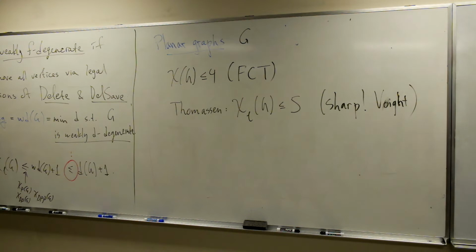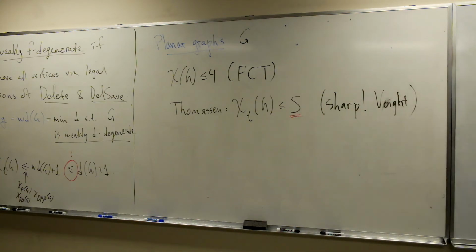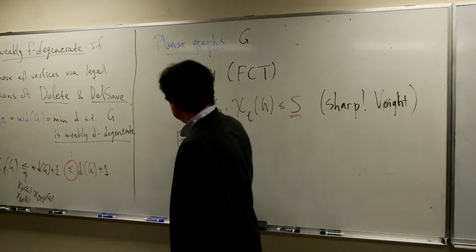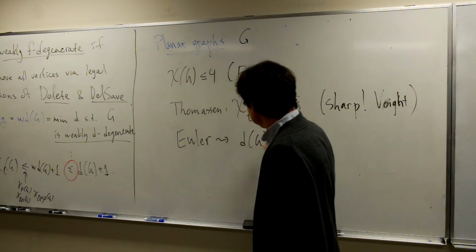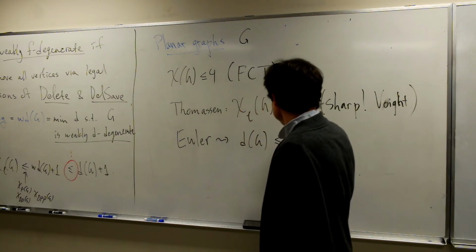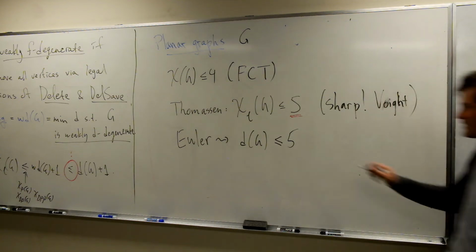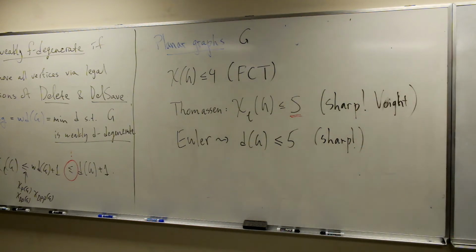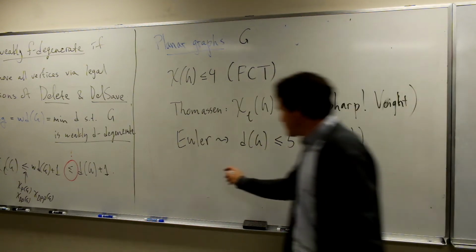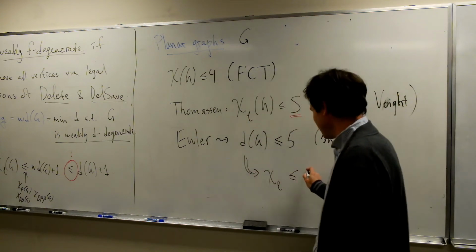Yeah. So actually, the right bound to strive for is 5 here, because on the other hand, Euler's formula easily shows you that the degeneracy of a planar graph is always at most 5, and that also is sharp. That's much easier to see, which means that this gives us a bound on the list chromatic number to be at most 5 plus 1, which is 6.